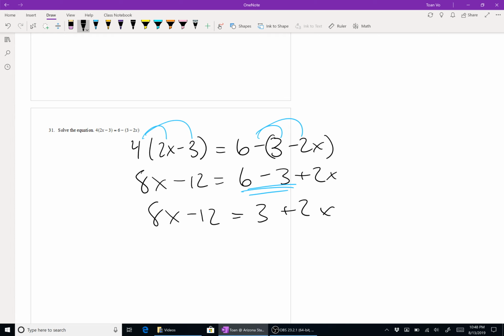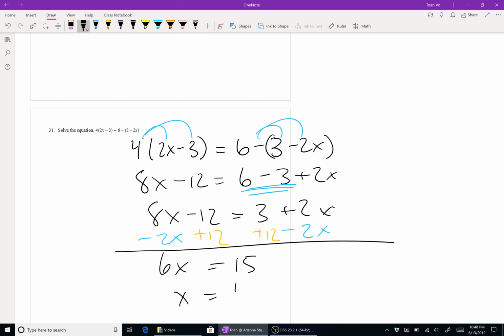And then hopefully we can do 2 steps at once. Subtract the 2x over. And at the same time, let's add the 12 over. Giving us 6x equals 15. X equals 15 over 6, which always reduces. Not a lot of people reduced on their tests. Try to reduce your fractions as much as possible.